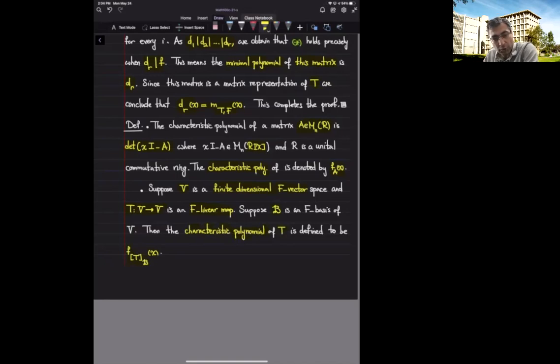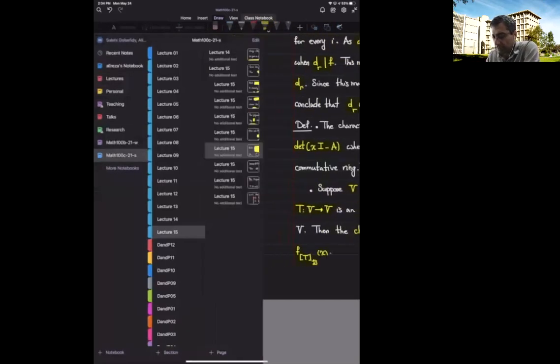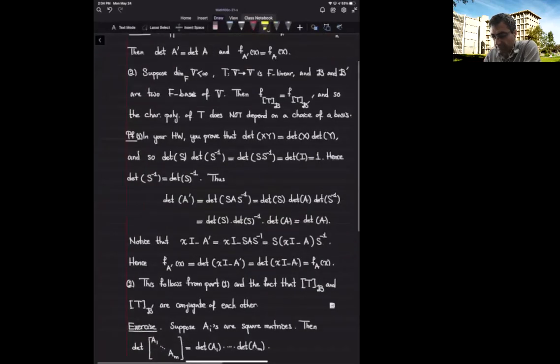Next, we are going to show that these are in fact independent of the choice of B, and therefore they just depend on the linear transformation. So it is okay to call them the characteristic polynomial of T and the determinant of T, rather than saying the characteristic polynomial of T comma B and the determinant of T comma B. So let's see why these quantities are independent of the choice of B.